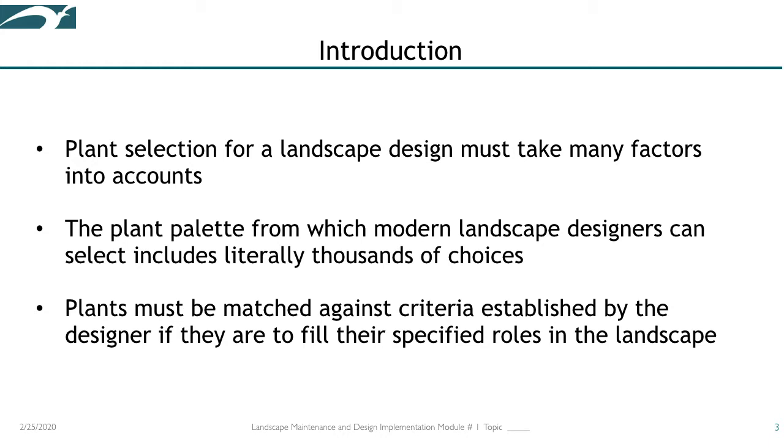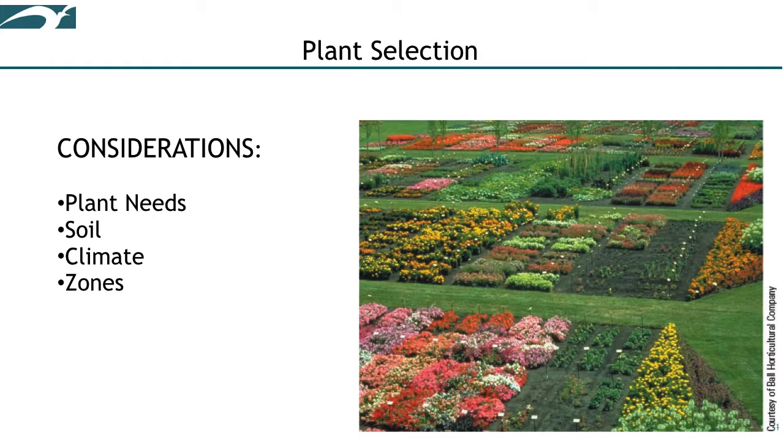The plant palette from which the modern landscape designer can select includes literally thousands of choices. Plants must be matched against criteria established by the designer if they are to fulfill their specified roles in the landscape. Some considerations are plant needs, soil, climate, zones. Make sure you get your soil tested and know the climate of the area you're working in, and the zones help you to know the pH and the balance of the soil as well.